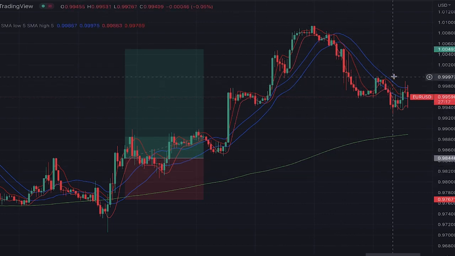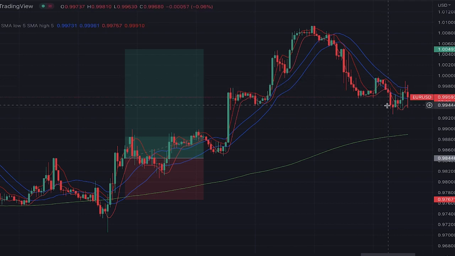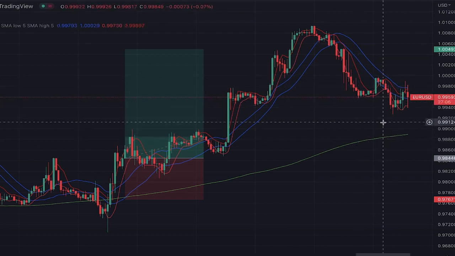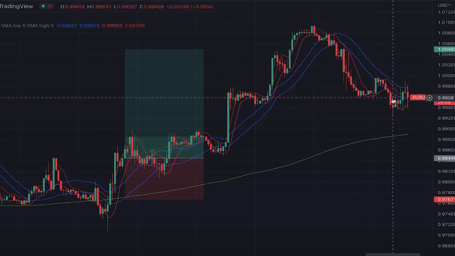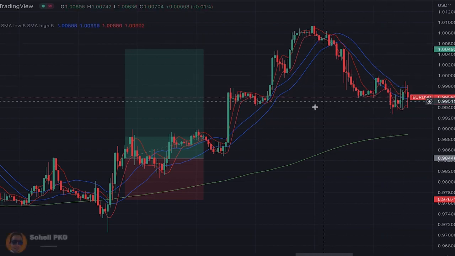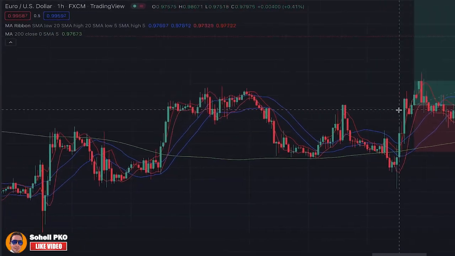Any crossing above the blue channel in this situation, in which the price is already above the green moving average, confirms that this is a pullback and provides us another opportunity for opening a long position. Let's move backward to show you something here.